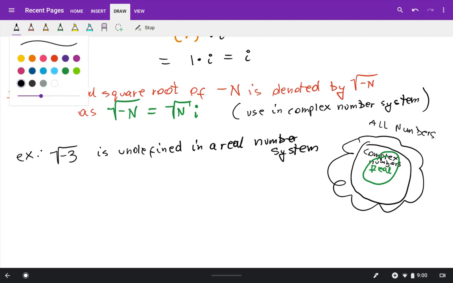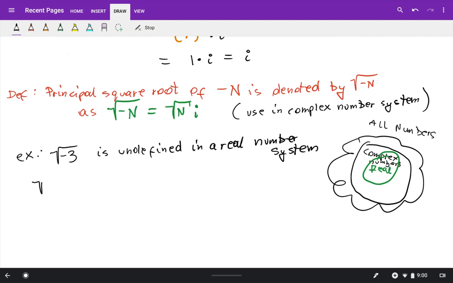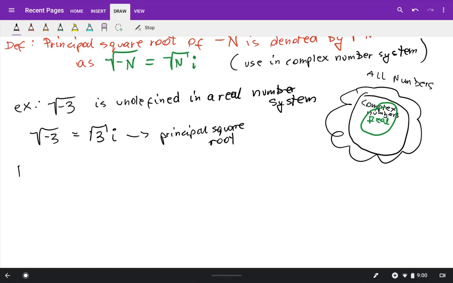Okay, so let's simplify that. We have square root of negative 3 in complex number system. You can simplify that as square root of 3 and you're putting i outside. And that's it. This is the principal square root. I just quickly want to prove it, though you don't need to prove it.